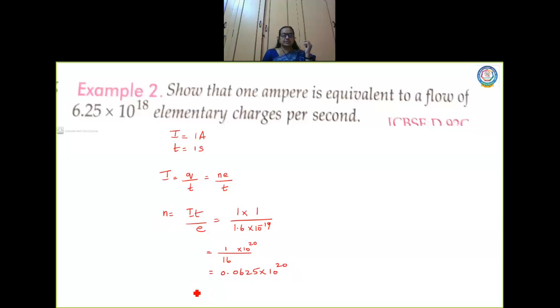So in terms of SI unit, when I write, it will be 6.25 into 10 power 18. So we have proved that 1 ampere is equivalent to 6.25 into 10 power 18 elementary charges flowing in 1 second in a conductor. Okay, so this is very important. So 1 coulomb, what is the amount of charge that is flowing in 1 ampere current? This is the amount of charges, 6.25 into 10 power 18 charges for 1 second. Clear? Is it clear, children?